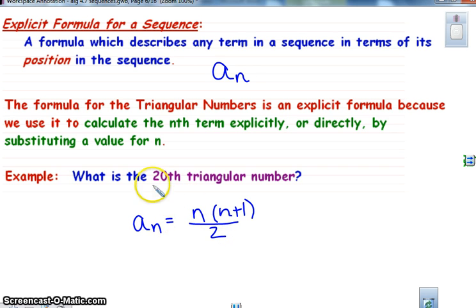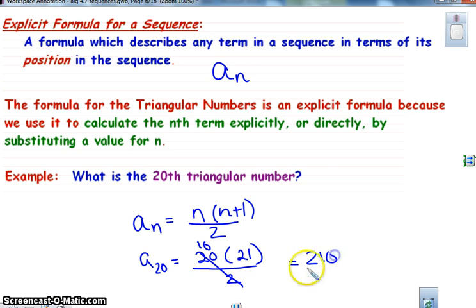If we're trying to find the 20th number, we're going to put a sub 20 equals 20 times 20 plus 1, which gives us 21, all divided by 2. And at this point, I would always do my division. 2 goes into 20 10 times, and we should get 210 as the 20th triangular number.